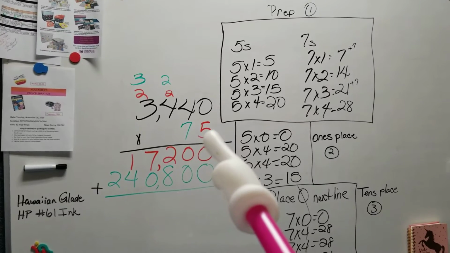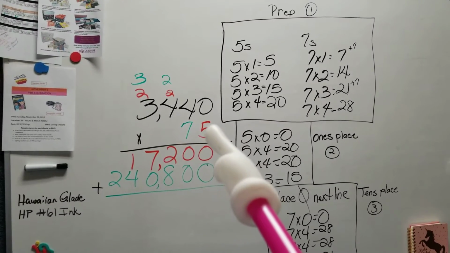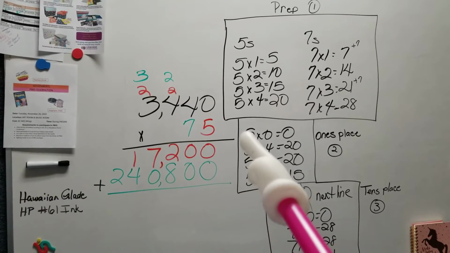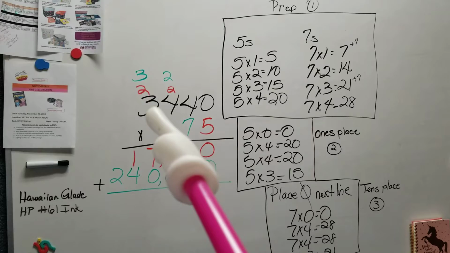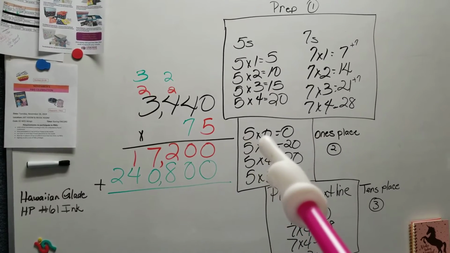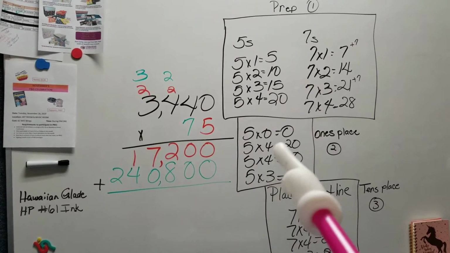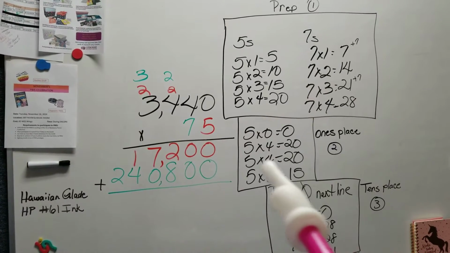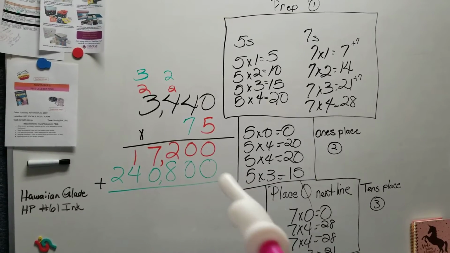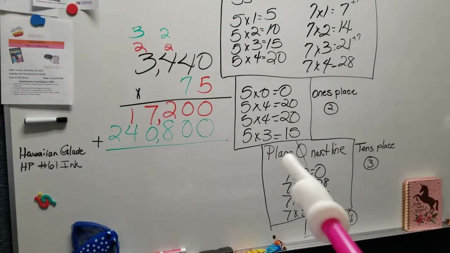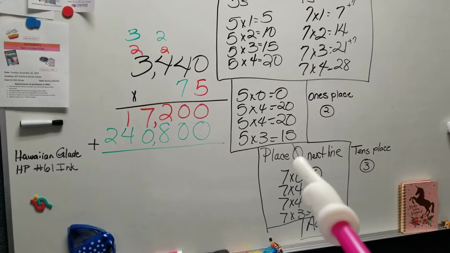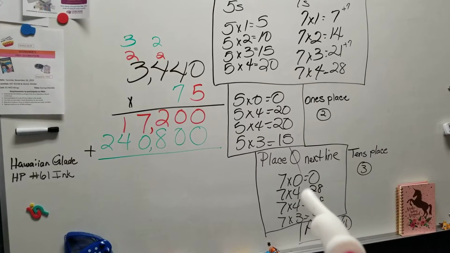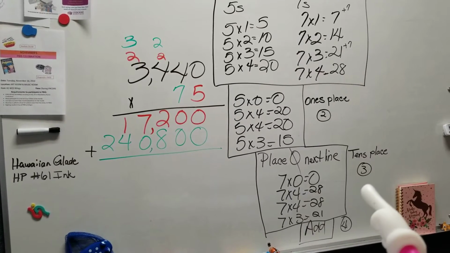And then I prepped for this number in particular: 5 times 0, 4, 4, and 3. I wrote those out so that you can use that as a reference point. And all of this is in the ones place, and then the 7 is in the tens place. So you have to make sure that you put your place value, the 0, on the next line in the ones place. And then do the same thing for your 7, 0, 4, 4, and 3. Multiply that for your tens place.